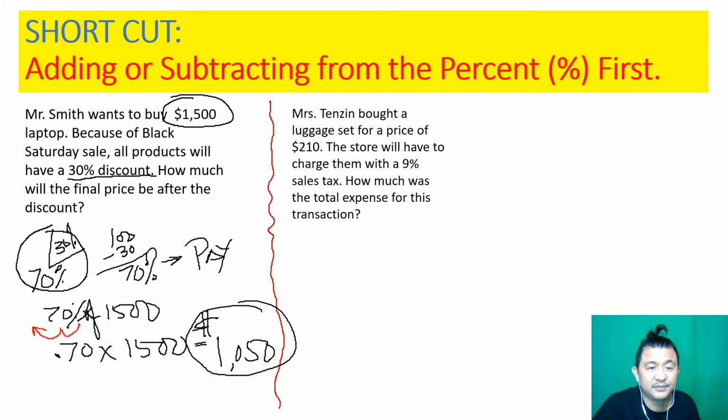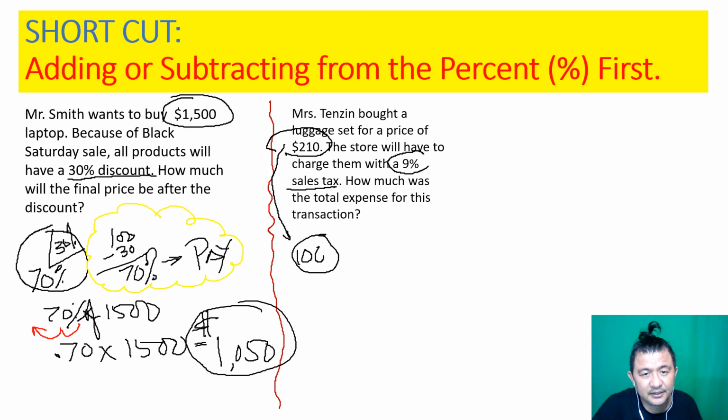And it's easier because no need to do an additional subtraction at the end. The subtraction already happened where? At the percent level. Okay? So let's try now the second problem. Mrs. Tenzin bought a luggage worth $210. But if we're talking about tax, additional tax, the price will increase. Okay, so think of the whole luggage as 100%. But there's a 9% tax, 9% of that one. So there's an additional 9%.